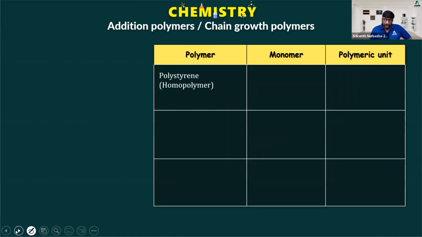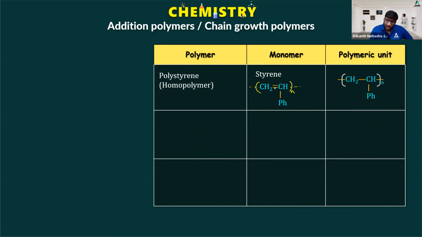Next, polystyrene. What is the respective monomer? Styrene. Polystyrene means styrene is the respective monomer, CH2=CHPh, which is nothing but styrene. It is repeated n times, and that will be the polymeric unit. Now the pi electron entity is lost, so we have single bonds: (CH2–CHPh) repeated n times.